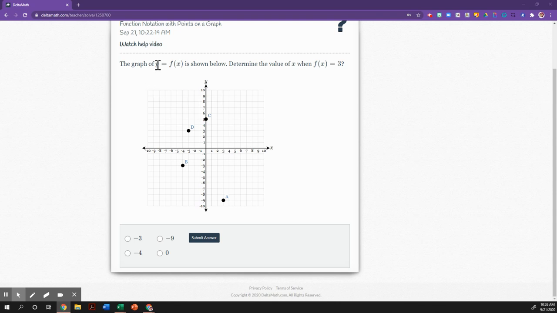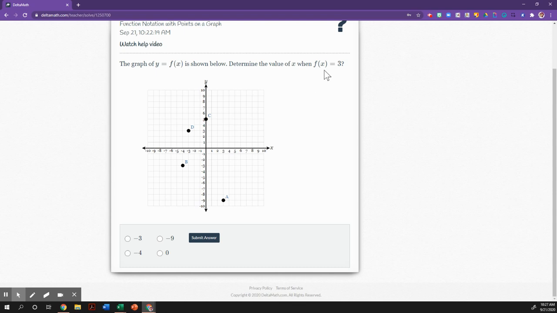All right, it says the graph of y equals f of x is shown below. And f of x, right there, is considered function notation. It says determine the value of x when f of x equals 3. So right here it's telling you that y equals f of x, and so that way we know that y equals 3. So I'm going to go on the y-axis, I'm going to go to 3, and then I'm going to look left or right. When I look left, I get to this point right here, and this point is at -3.